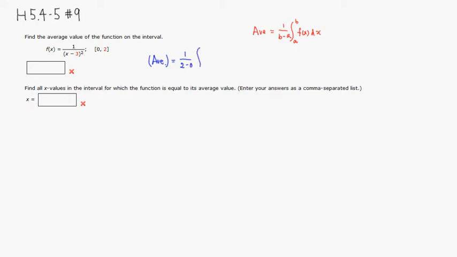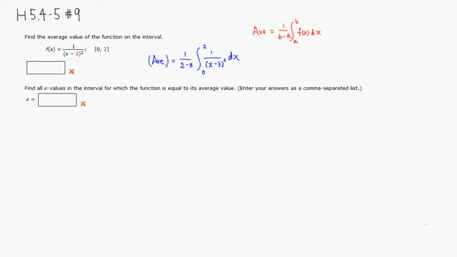Then the integral from 0 to 2, and the function is 1 over (x minus 3) squared dx. Right?